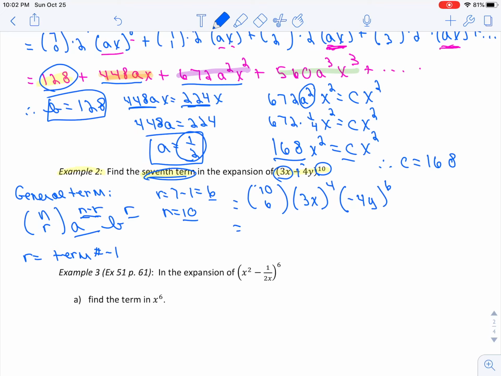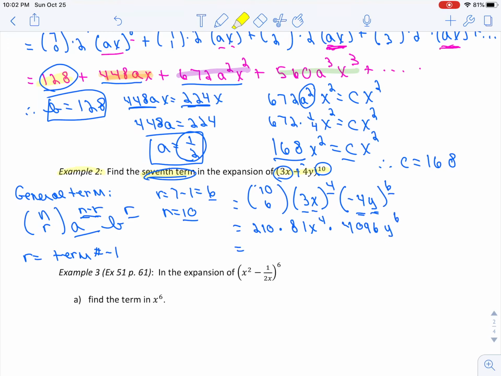I'm going to let you double check these, but 10 choose 6 is 210 times. Now if I take 3x to the 4th, I have to take both 3 to the 4th and x to the 4th. And 3 to the 4th is 81. So we get 81 x to the 4th times. Then if I take this product to the 6th, I have to take both the negative 4 and the y to the 6th. Negative 4 to the 6th is 4096. And then I get y to the 6th.